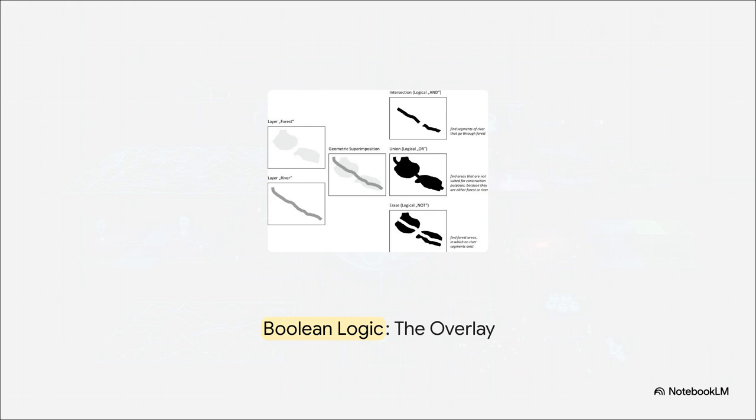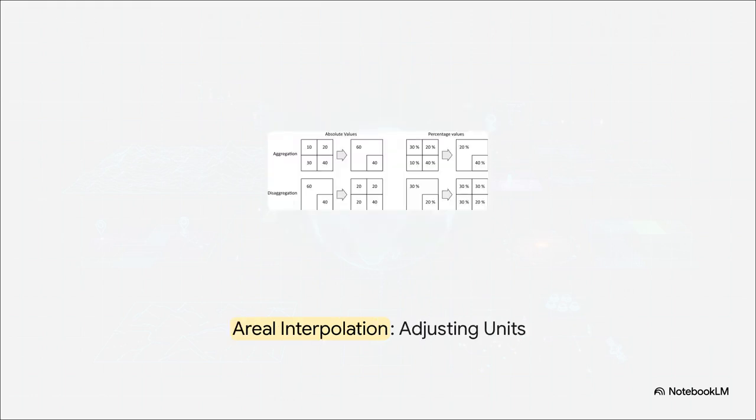It's highly targeted data fusion. But what happens when your spatial units just don't align? See, we have data by zip code, but we desperately need it by school district. Well, through areal interpolation, we can mathematically adjust the units. We can aggregate small units into larger ones or disaggregate large units down based on percentages or absolute values. It basically forces incompatible data to finally speak the exact same spatial language.